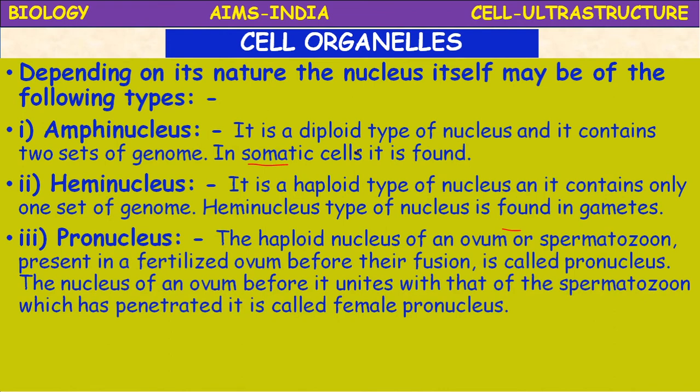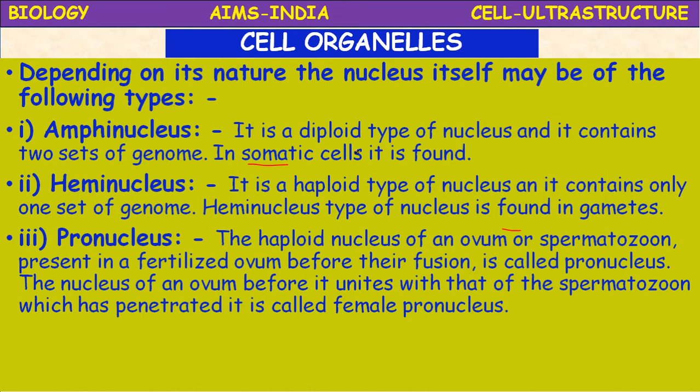Pronucleus. It is a haploid nucleus of an ovum or spermatozoon present in a fertilized ovum. Before their fusion, it is called pronucleus. The nucleus of an ovum, before it unites with that of the spermatozoon which has penetrated, is called female pronucleus. The pronucleus is of how many types? Two types, female pronucleus and male pronucleus. Male pronucleus represents the spermatozoon, female pronucleus represents the ovum.